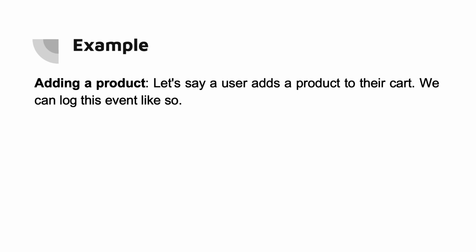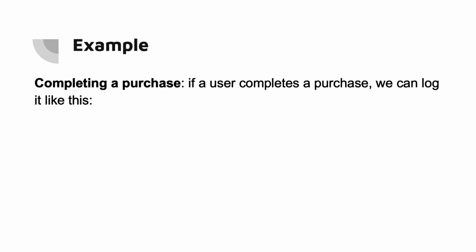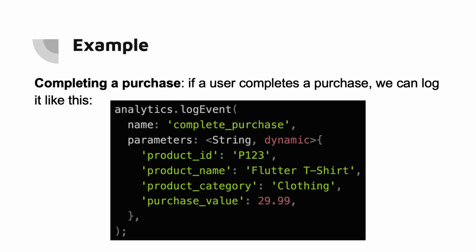Adding a product. Let's say a user adds a product to their cart. We can log this event like so. The name of the event is add to cart, and then we have some parameters. Next example, completing a purchase. If a user completes a purchase, we can log the event. You can see the name is complete purchase and we have the parameters. And in the last parameter, notice that the value is a number while other values are strings. That's why we have the combination of string and dynamic.